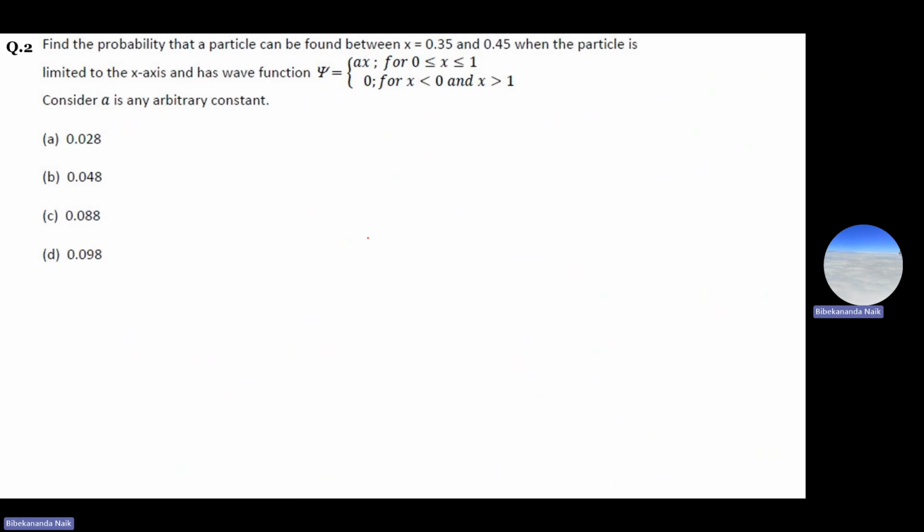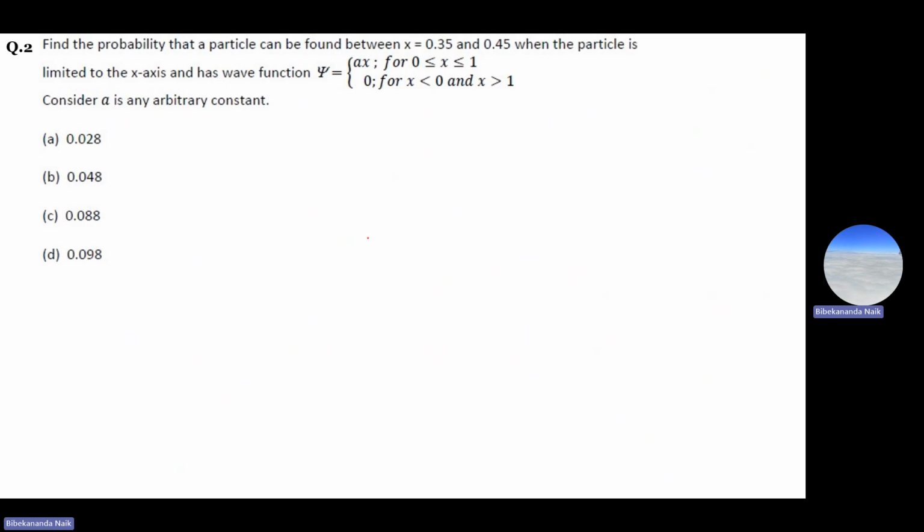Again, the question says, find the probability that a particle can be found between x equals 0.35 and 0.45 when the particle is limited to the x axis and has wave function psi equals ax for x between 0 to 1, and 0 for x less than 0 and x greater than 1. So the wave function has a value only between 0 to 1, and in other regions the value of the wave function is 0 only.